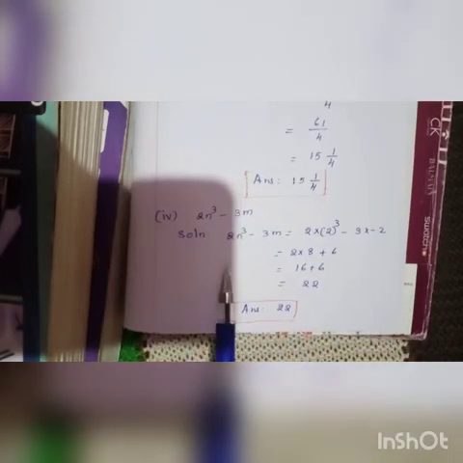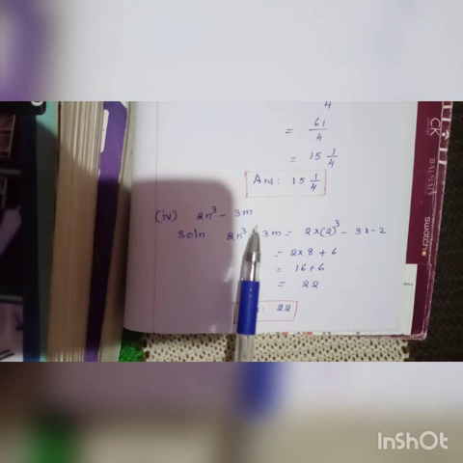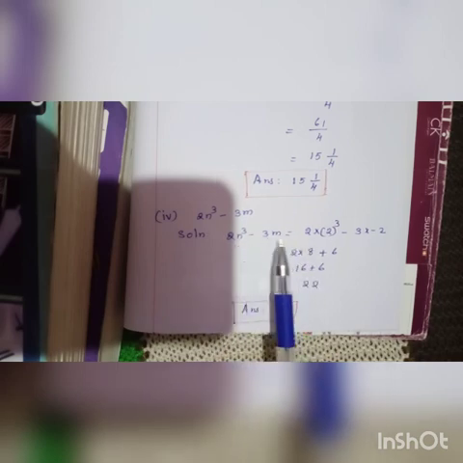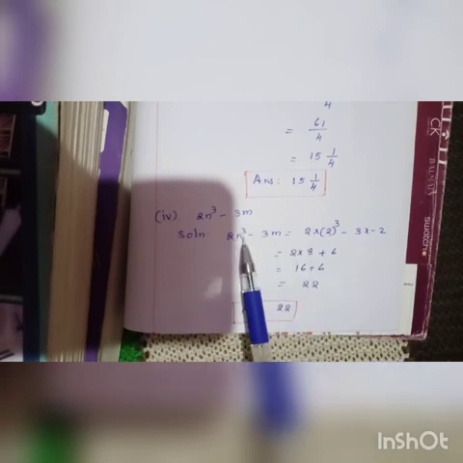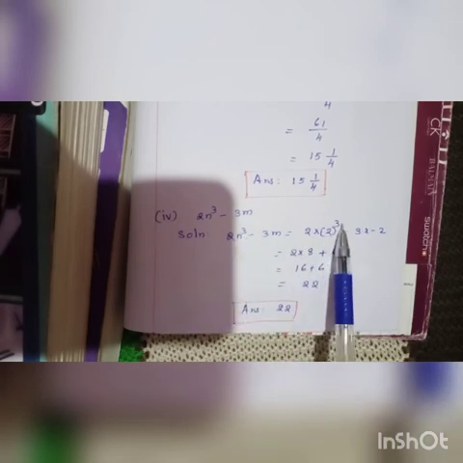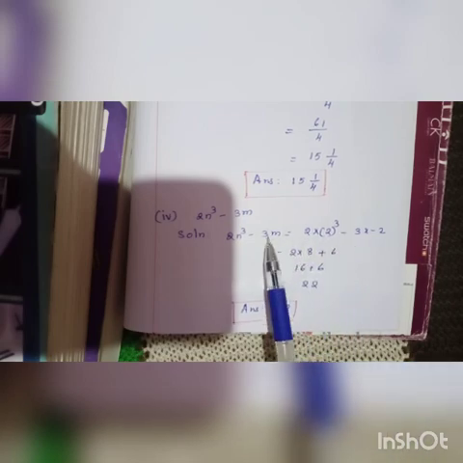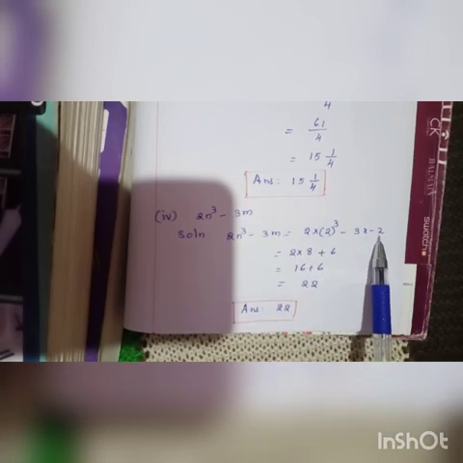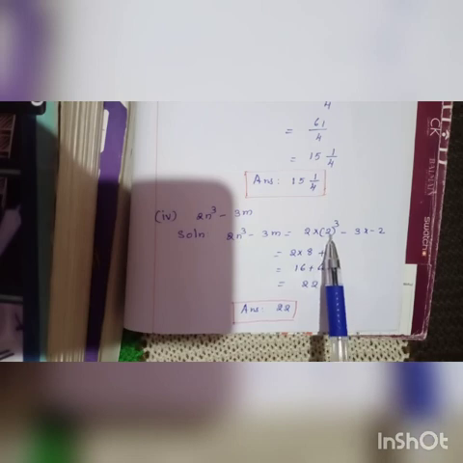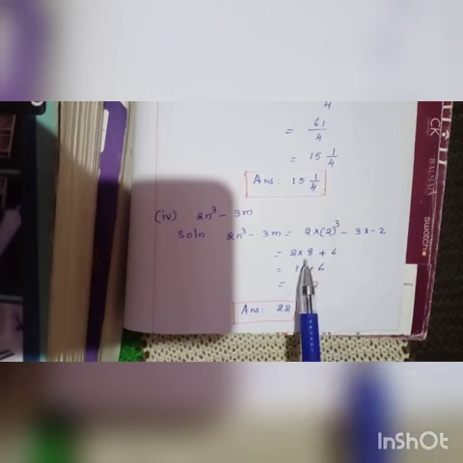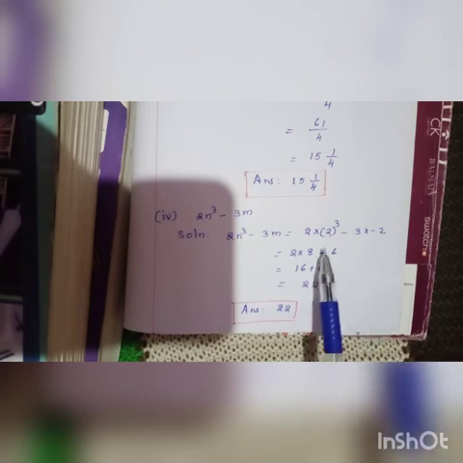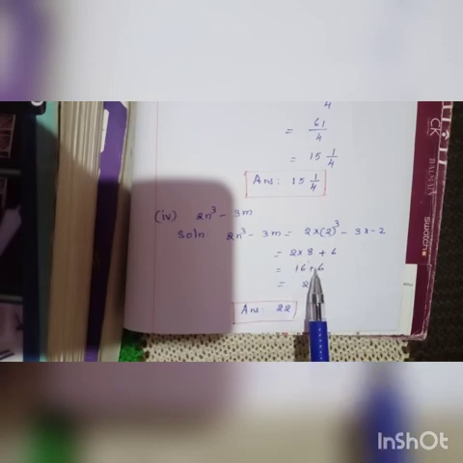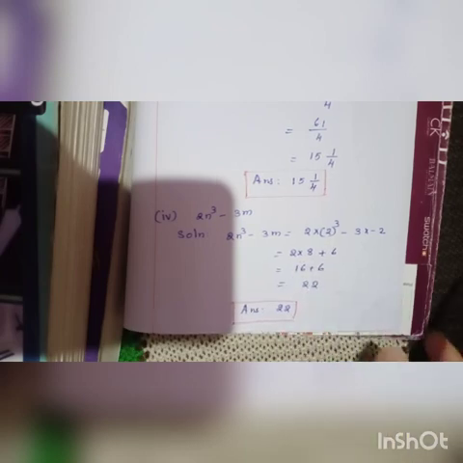Now next question, 2n cube minus 3m. So n equals 2 and m equals minus 2. So 2 into n cube became 2 raised to 3, or 2 cube, minus 3m. 3m means 3 into minus 2. 2 into 2 cube means 2, 3 times, that is 8. 2 into 8, plus, because negative into negative will be plus, 3 into 2 is 6. So 2 into 8 is 16, plus 6 is equal to 22, which is the answer.